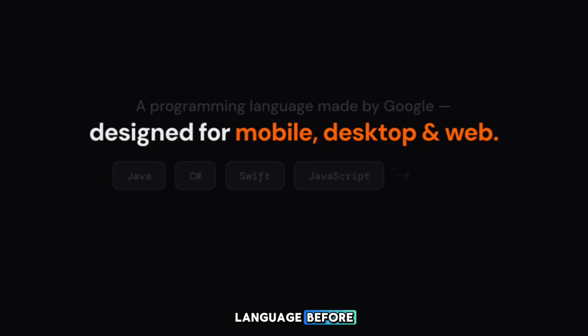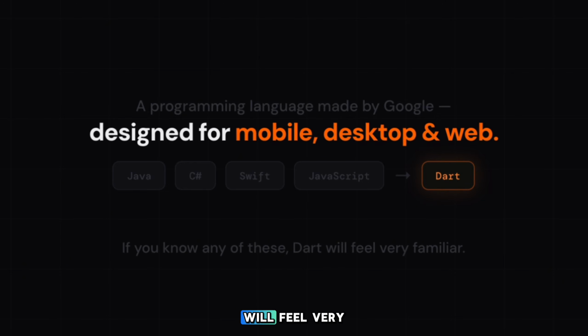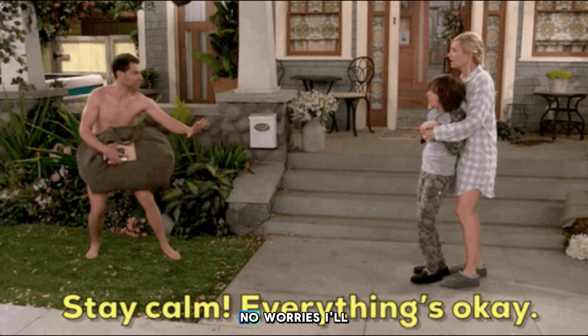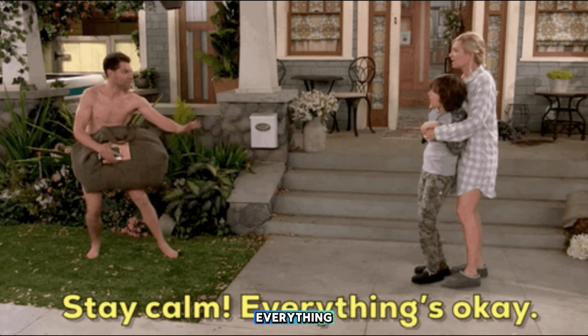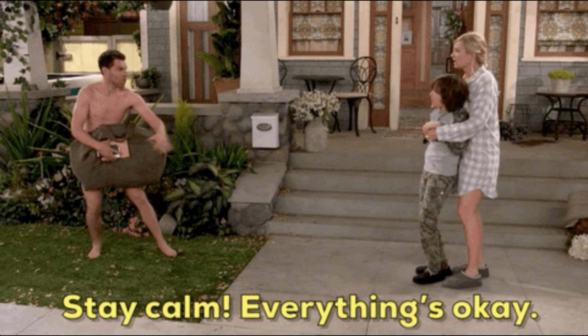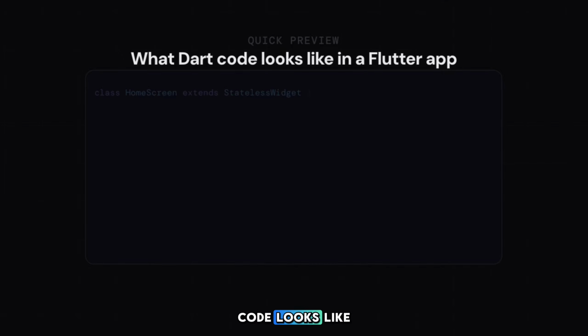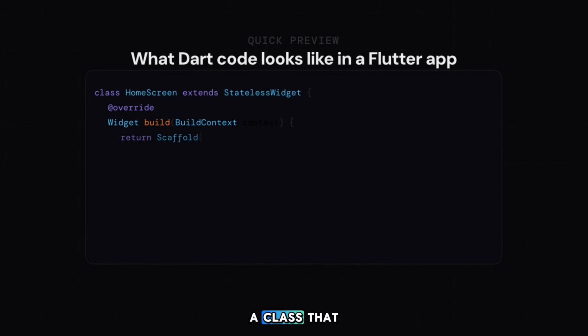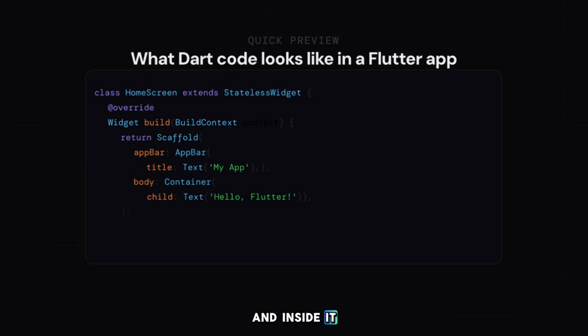The good news, if you've used any object-oriented language before, like Java, C#, Swift, or even JavaScript, Dart will feel very familiar. It uses classes, functions, types, all the usual stuff. And if you haven't, no worries. I'll walk you through everything you need step by step. Here's a quick preview of what Dart code looks like inside a Flutter app. You'll see a class that defines a screen, and inside it, you build your widget tree by nesting widgets inside each other. It looks clean, it reads almost like a structured list, and once you get the hang of it, it feels very natural.